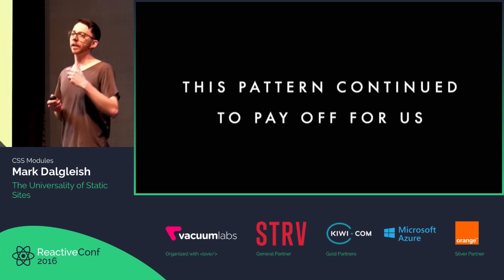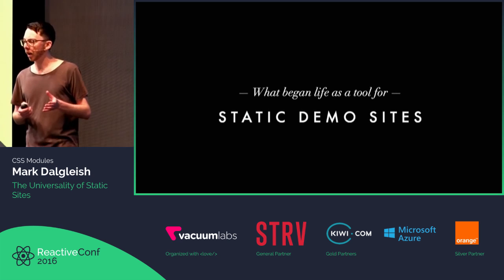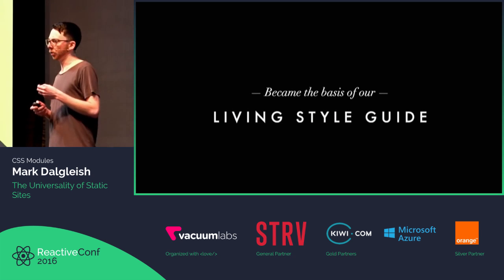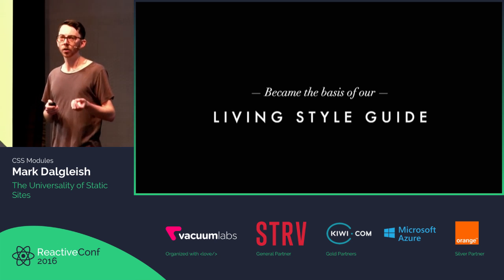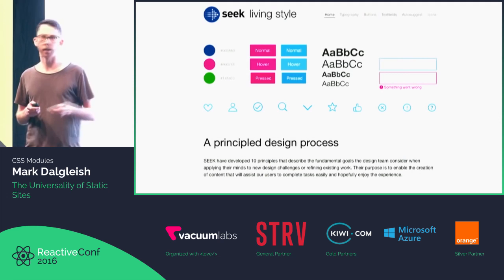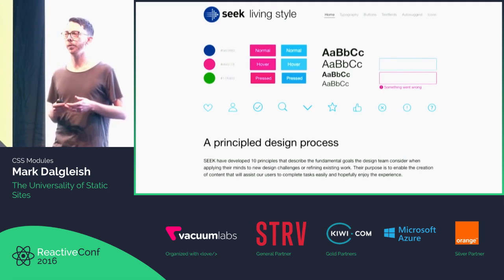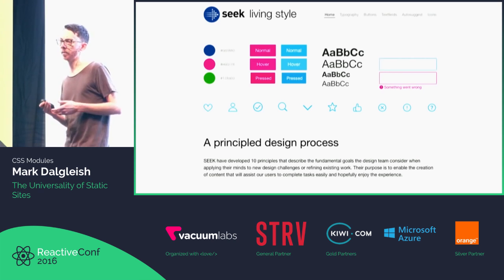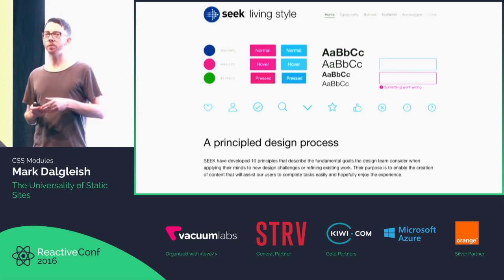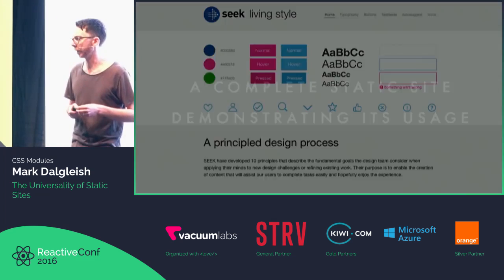Now this pattern continued to pay off for us in unexpected ways, because what began life as a tool for simple static demo sites evolved into the basis of our living style guide. This is something that we were just getting started with, and this is what it looks like. The style guide was all about showing off all the components and styles that are available to you working in this ecosystem, explaining the thinking behind them, and this is something that we thought was really, really important, that it also showed off how it worked in a real application.